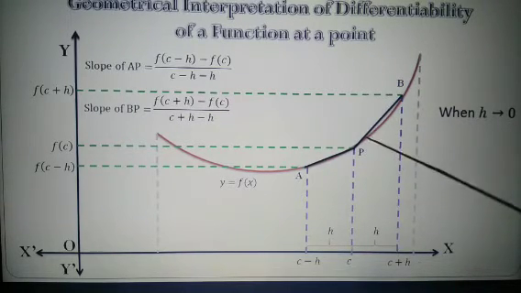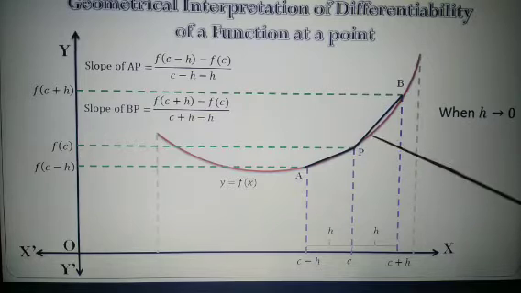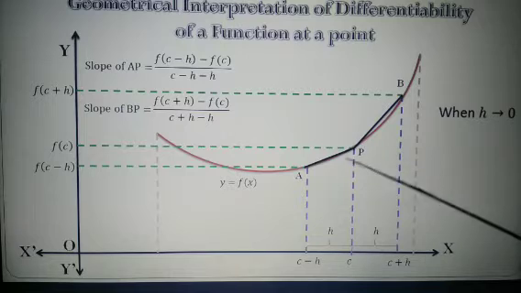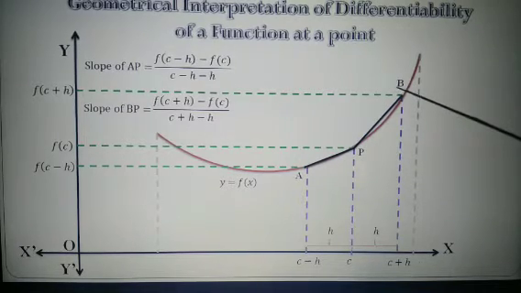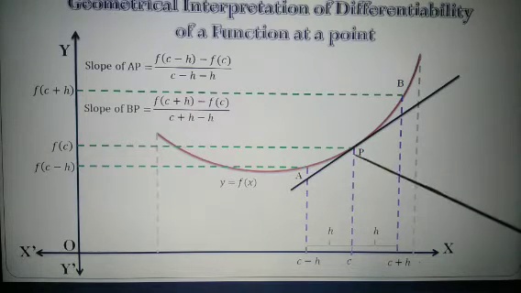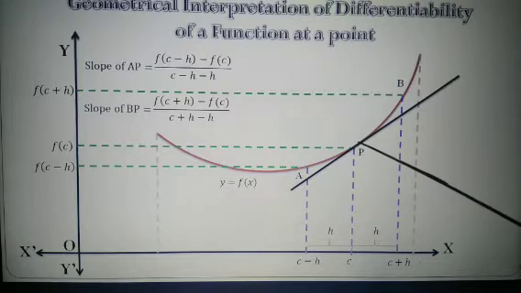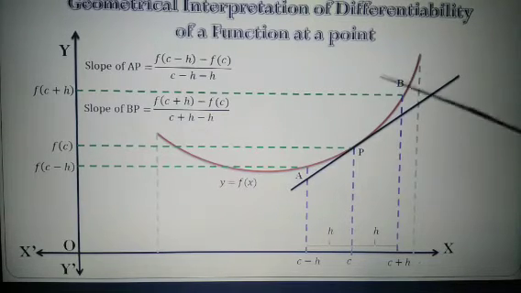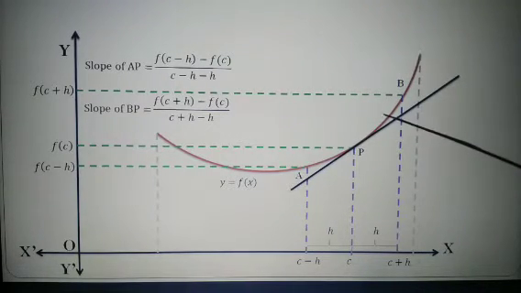Okay, and it seems like a single line when H becomes very small, right? So when it happens, then the very same line becomes a line like this, which is nothing but a tangent to the curve at point P. Hope you are able to understand. So that's why my derivative of a function at point C gives me the slope of the tangent.